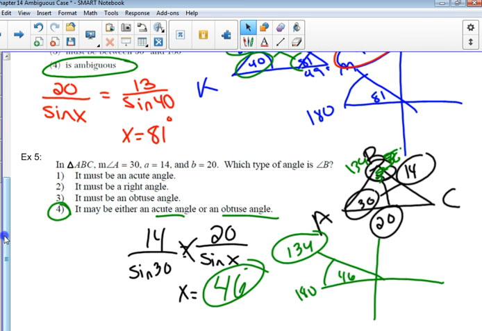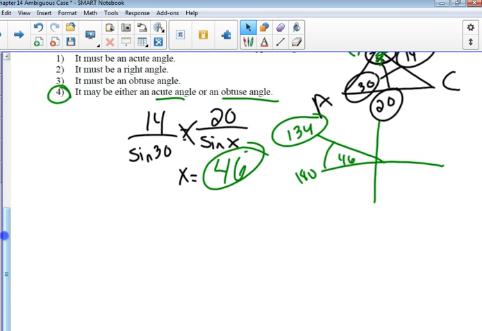For your homework tonight, it's going to be a worksheet. Please just do the odds. Okay? Odds only.